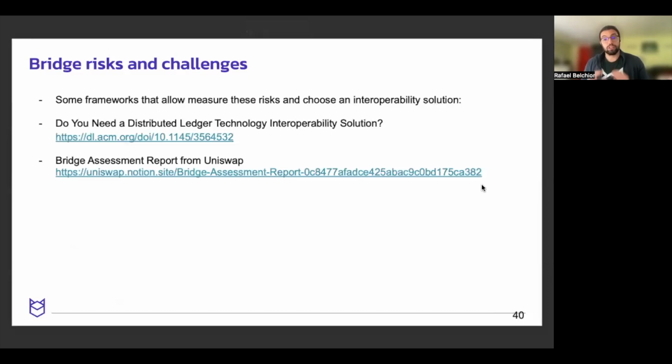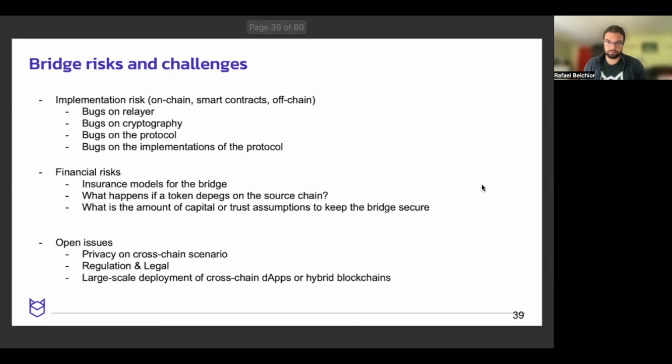Sorry, can I ask a question? If we're thinking about these risks, is there a way we're going to quantify these? For example, how do we compare implementation risk with financial risk? Is there a way we can do that?